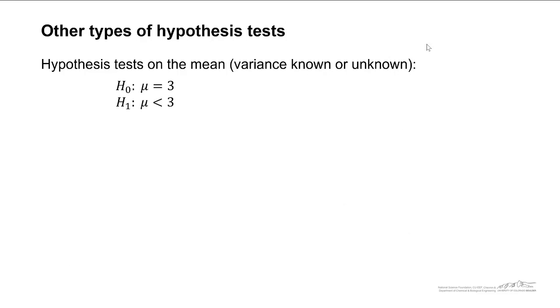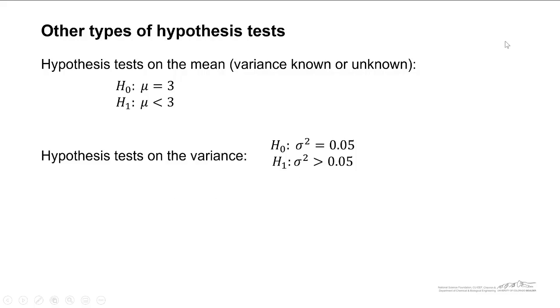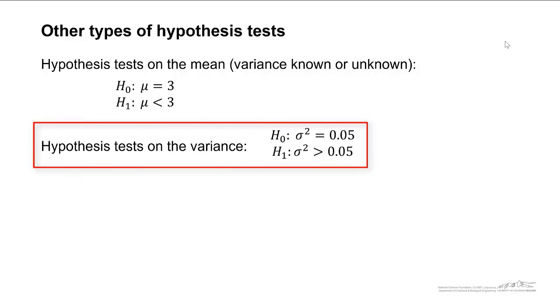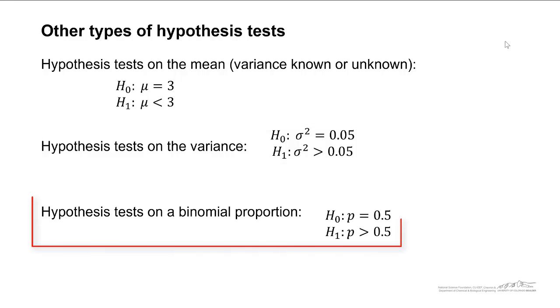It's quite common to perform hypothesis tests on the mean. We're going to explore both cases, whether variance is known or unknown. We can also put together hypothesis tests on the variance. We can hypothesize the variance is equal to some value or greater than, less than, or not equal to some value. We can also perform hypothesis tests on a binomial proportion.